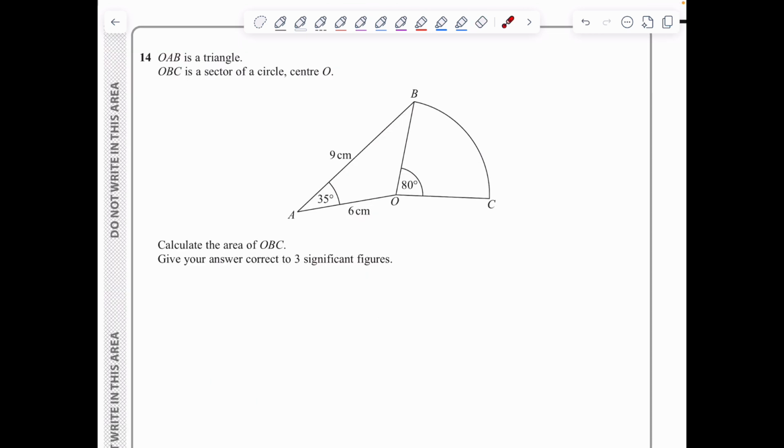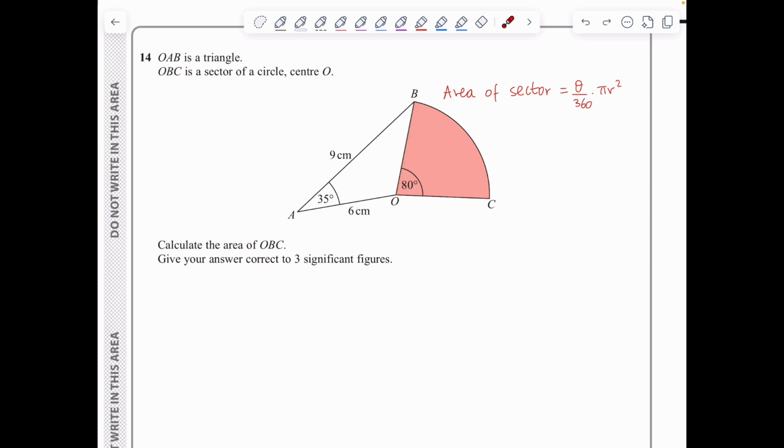In question 14, we're told that OAB here is a triangle and OBC is a sector of a circle centered at O. We need to calculate the area of the sector OBC, giving our answer correct to three significant figures. So if I highlight the sector, we know that the area of the sector is given by theta over 360 times pi r squared. Well, we've got the angle theta is 80 degrees, so we need to find OB, the radius of this sector.